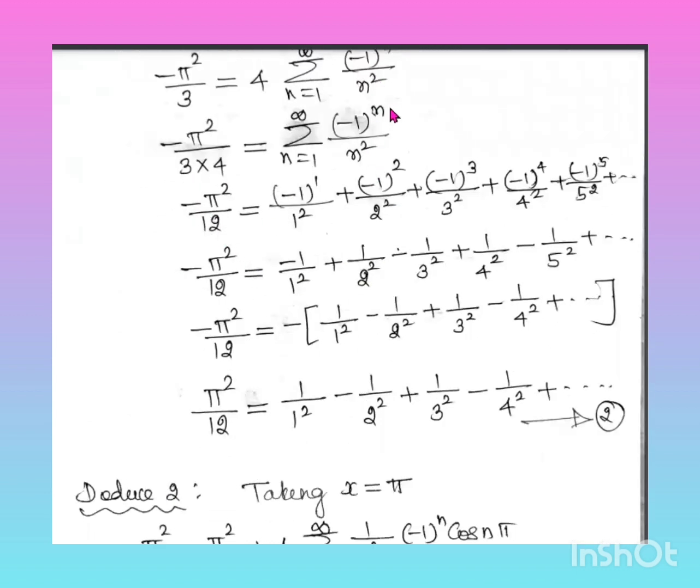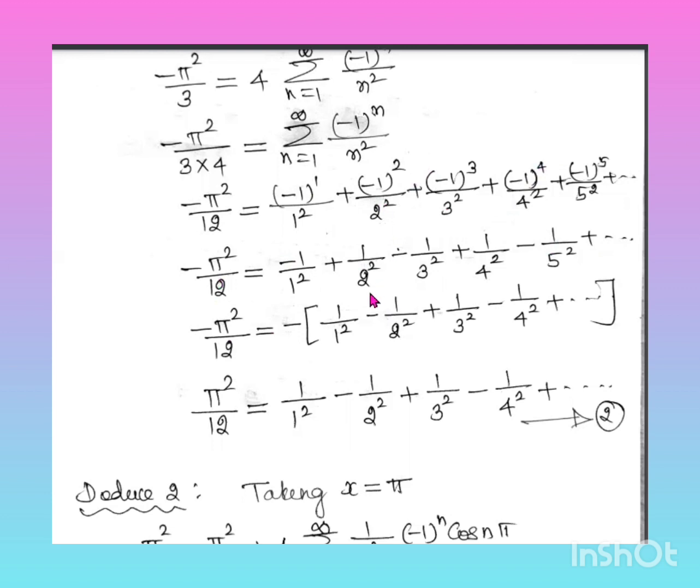So for n you have to apply 1 to infinity: minus 1 power 1 divided by 1 square, plus minus 1 square divided by 2 square, plus minus 1 cube divided by 3 square, plus minus 1 power 4 divided by 4 square, plus etc. So minus pi square by 12 is equal to minus 1 power 1 minus 1 by 1 square.